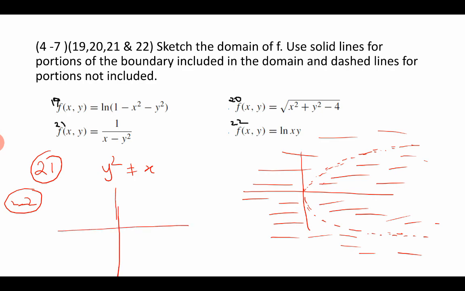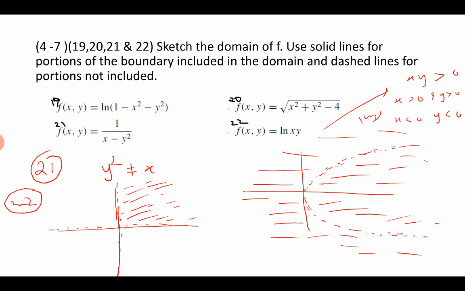22, what is 22? ln xy. ln xy has been defined for all x y where the product should be positive, therefore either x greater than 0 and y greater than 0, or the second condition x negative and y negative, no equality. So the axes are dotted lines, we cannot include the x and y axis, but we can use the zone where both x and y are positive.